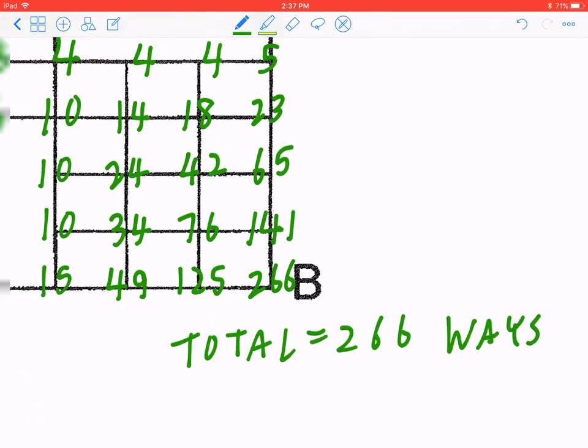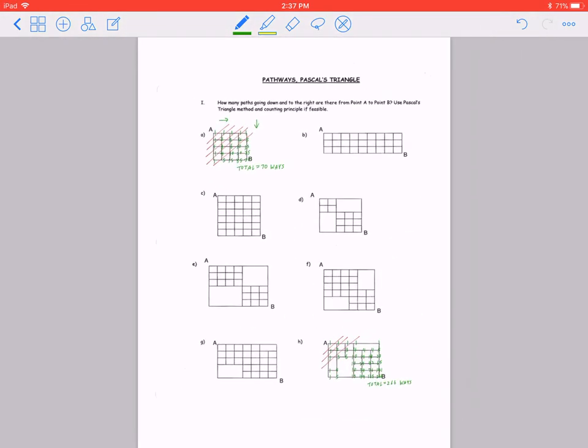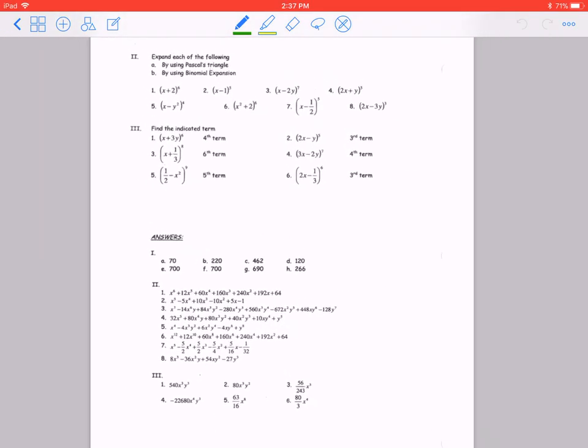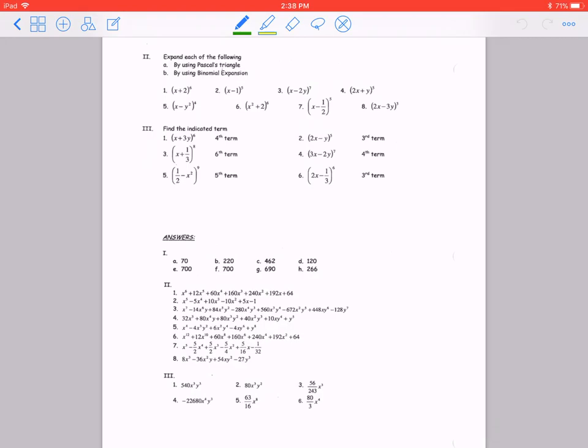So again, try the rest of this, B, C, D, E, F, and G. And of course, there's also some homework on the next page. And I am going to post one more video, day 2, part 2, to give you a little bit more. So until next time, all the best, and I hope this makes sense.